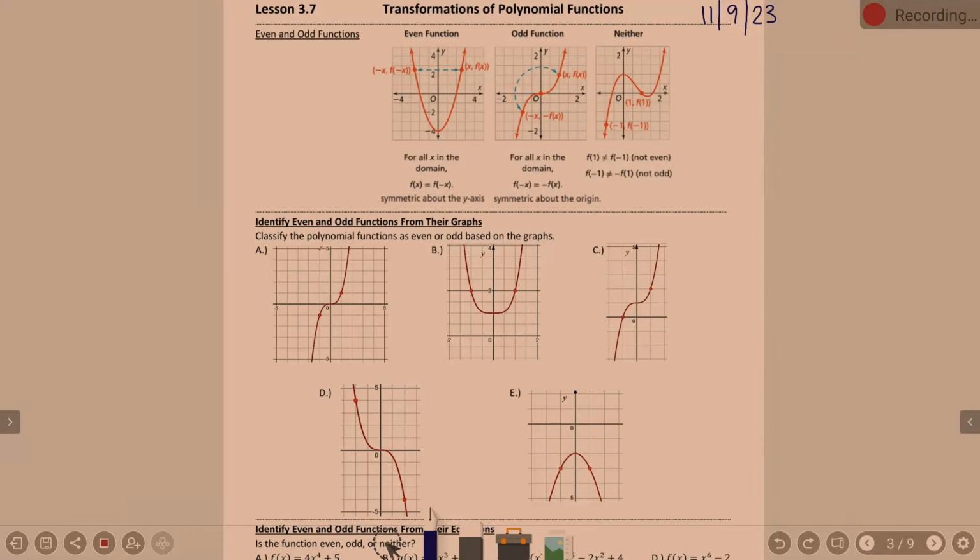Less than 3.7. I think in comparison to 3.5 and 3.6, you'll definitely like it a little bit more. It also goes along with a little bit of other stuff we've done.